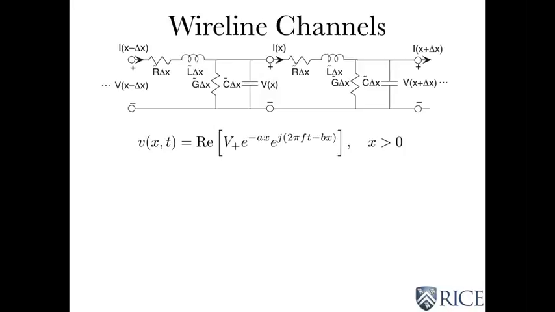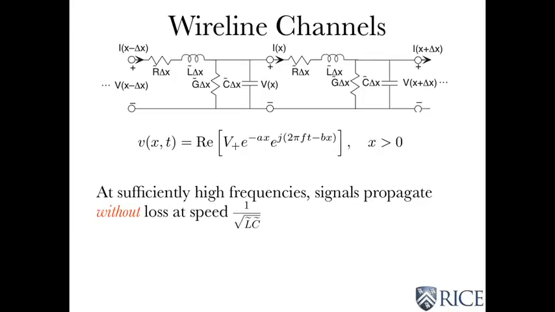So let's summarize. The voltage on a piece of coax at any given point in space, when you apply a sinusoidal source, is given by this expression, and if things are designed right, this goes to 1. So, and that always occurs at high frequencies. So, at sufficiently high frequencies, determined by the characteristics of the coaxial cable, signals propagate without loss at a given speed, which is a fraction of the speed of light in free space.